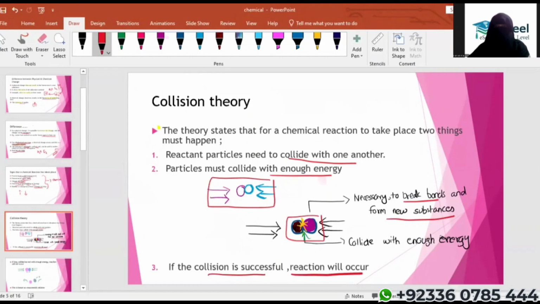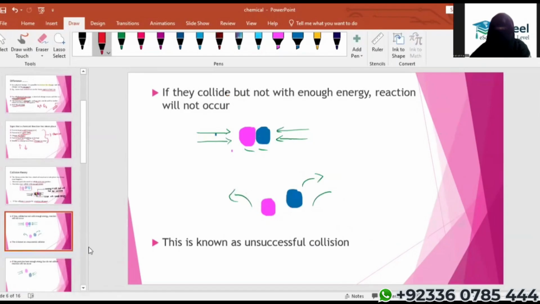Whenever you see a reaction occurring, you must know that in order for a reaction to take place, the particles inside must collide with one another and with enough energy. If they do not collide with enough energy, the reaction will not occur. They will just bounce off from one another, and this is known as an unsuccessful collision.